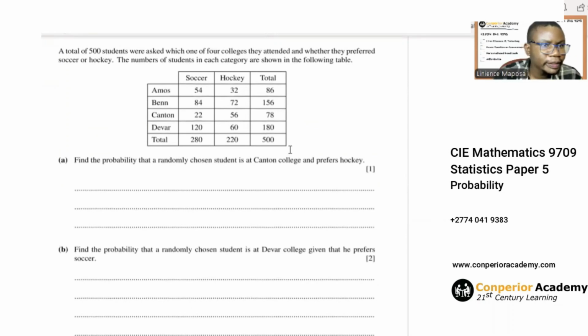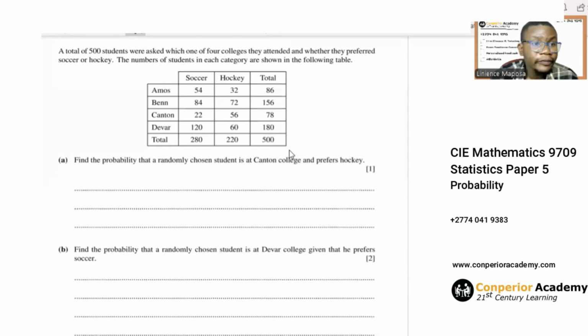Okay, so this question says a total of 500 students were asked which one of 4 colleges they attended and whether they preferred soccer or hockey. The numbers of students in each category are shown in the following table. Then they say find the probability that a randomly chosen student is at Kenton College and prefers hockey.